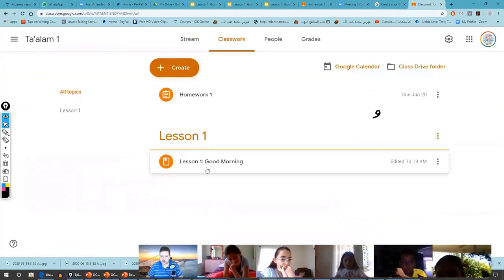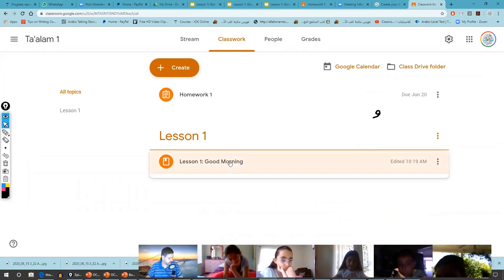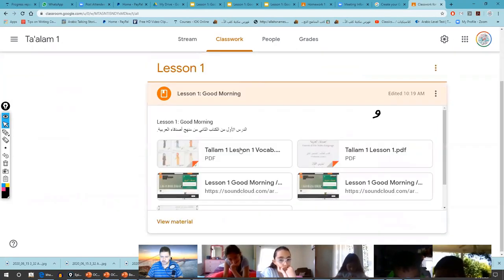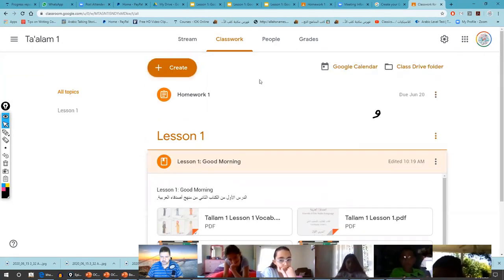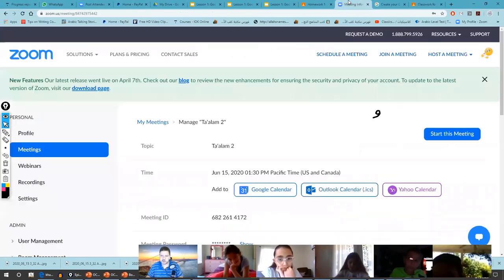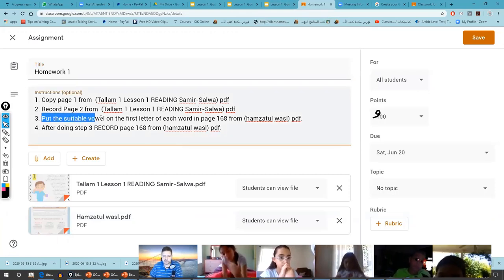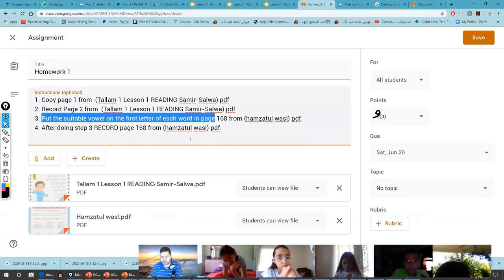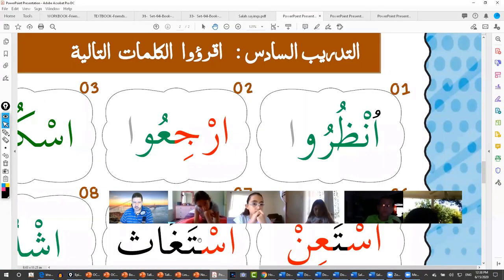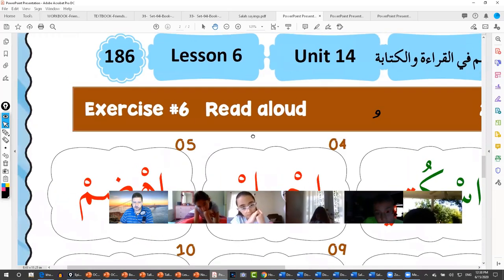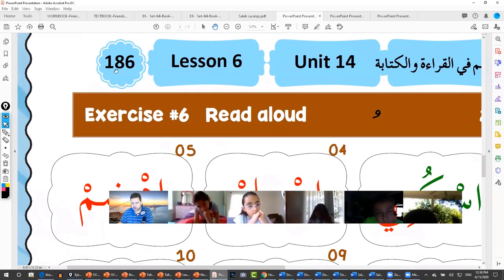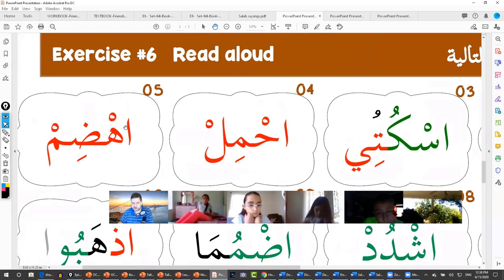This is the first thing, right? When you click on it, you're going to see, oh, I didn't put it yet. I'm going to do it in a second. Here, see the homework number one? You're going to put the suitable vowel on the first letter of each word in page number 186. Where is this page, Yasara? Here, this page 186. So you're going to put the vowel on the first letter.